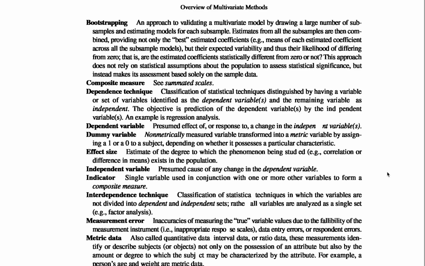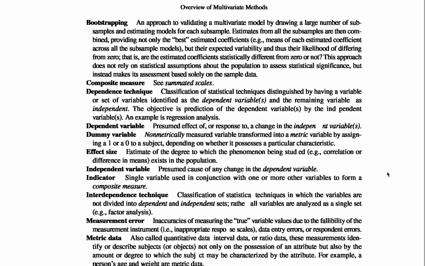estimating the model for each sample. Estimates from all the samples are then combined to provide not only the best estimated coefficient, for example the mean of each estimated coefficient across all of the subsample models, but also their expected variability and thus their likelihood of differing from 0. That is, are the estimated coefficients statistically different from 0 or not. This approach does not rely on statistical assumptions about the population to assess statistical significance, but instead makes its assessment based solely on the data.